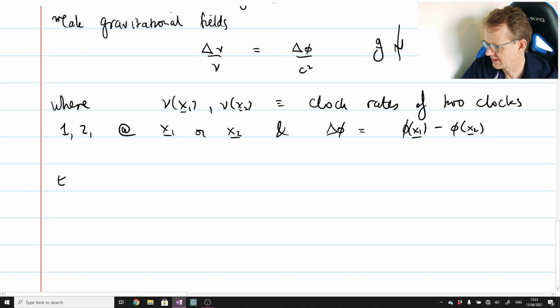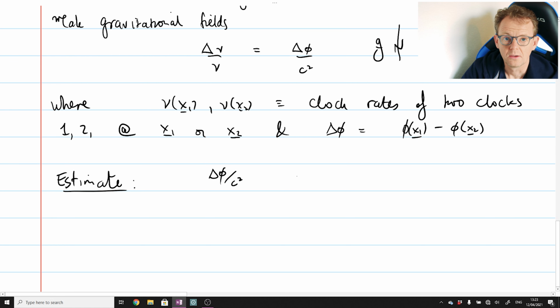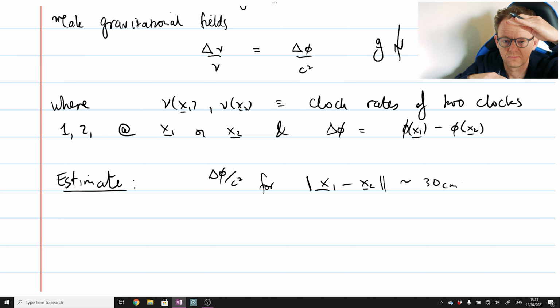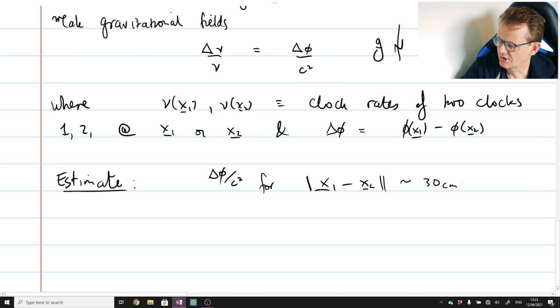And the second part of this exercise is to estimate delta phi over c squared in the gravitational field of the Earth for a displacement of 30 centimeters. So when the two clocks are only 30 centimeters apart, which I can indicate almost by my hands here, it's a bit less, about 25. Estimate the change in the ticking of these two clocks, and you'll get a small number, right?